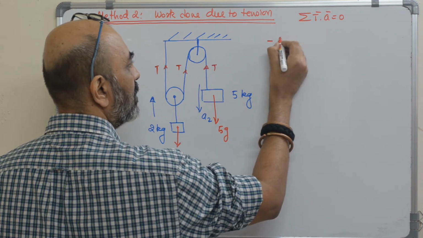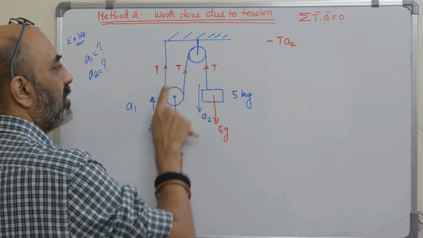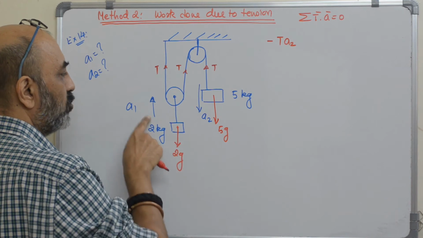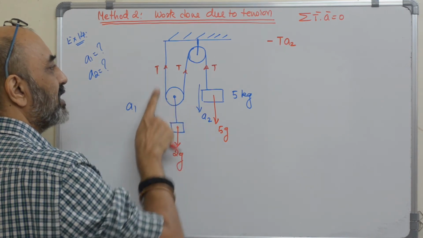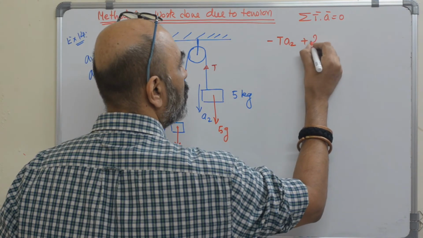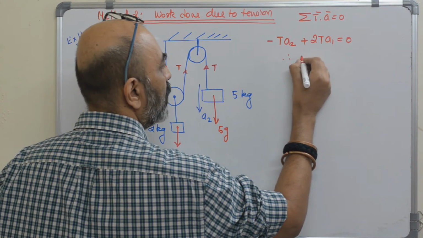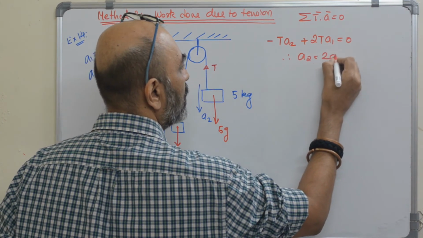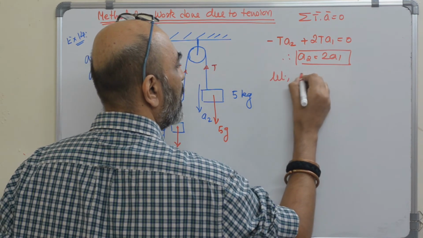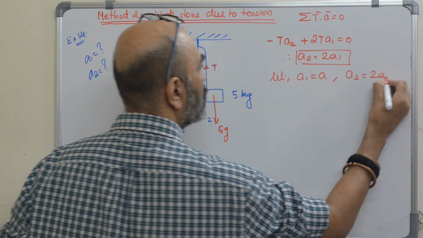So we will write minus T A2. Let us come here. We have T here, T here, so the total tension is 2T. And over here, what is the acceleration to be taken? A1, which is in the same direction as tension, so cos 0 is 1. So we will have plus 2T A1 equal to 0. So from here we will get A2 as twice A1. So let A1 be A. Then we will have A2 as 2A.